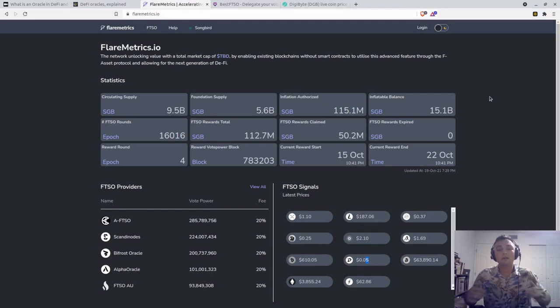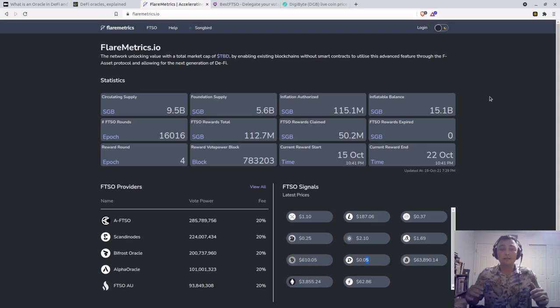So we already discussed what an oracle is, how Flare gets its price data and off-chain data using the Flare Time Series Oracle, and how we as Spark and Songbird holders earn rewards by delegating our votes to signal providers in order to earn those rewards for submitting accurate price data.